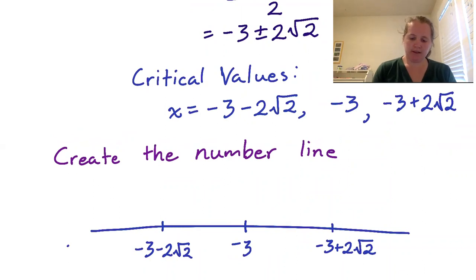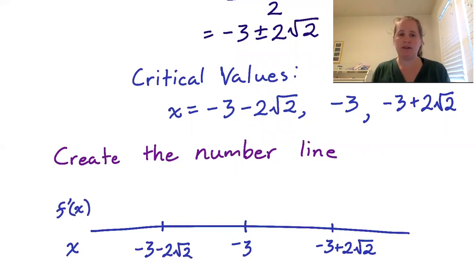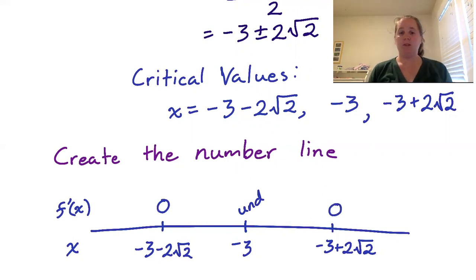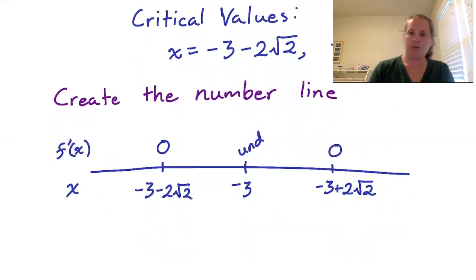This was x along the bottom. Then we'll do f prime of x. And then at the end, we'll do f of x. So again, at -3, f prime was undefined. And then at the two other values was where f prime was equal to 0. So now we're going to go ahead and pick test points.